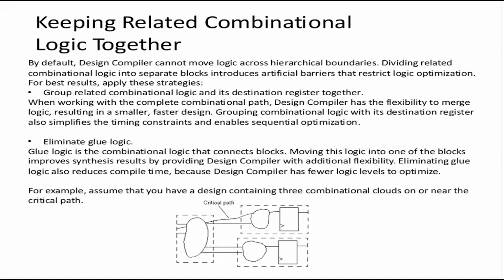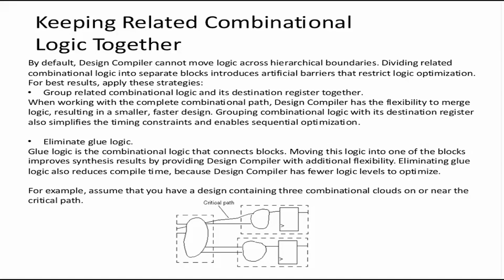If we have glue logic at the top level, we again have boundaries, we have subdesigns. The design compiler will not optimize the glue logic effectively. Instead, we should move this logic into one of the blocks, either the source block or the target block. Now this gives flexibility again to design compiler to optimize that.